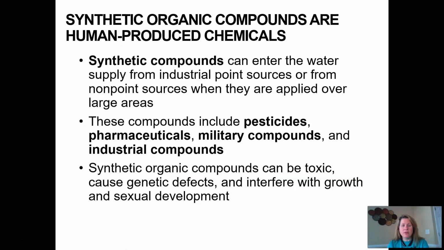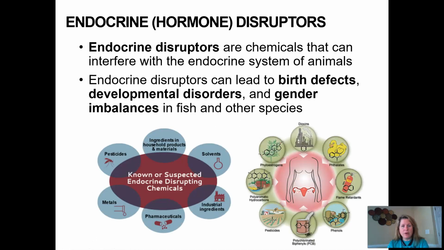And then there are all kinds of different synthetic compounds that we are exposed to, things such as pesticides, pharmaceuticals that we take. There are certain military compounds and industrial compounds that are used. All of these can cause problems. And there can either be point sources or non-point sources, depending on what we're talking about. Endocrine disruptors, those are things that can mimic hormones or interfere with hormone functioning in an individual's body. Endocrine disruptors can cause birth defects, developmental disorders. We saw with the Chesapeake Bay case study, there were gender imbalances in the fish. There were problems with male fish producing eggs like a female.